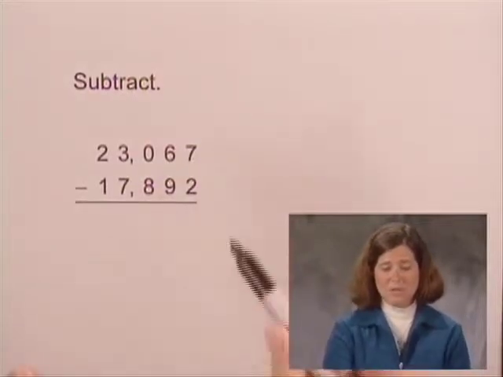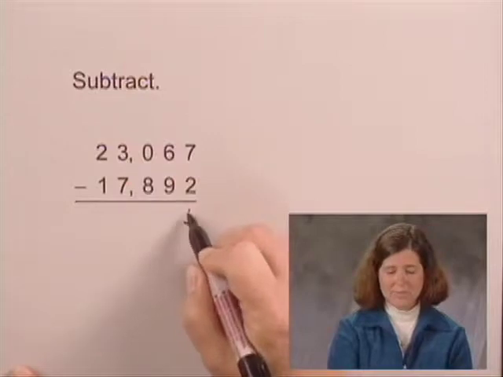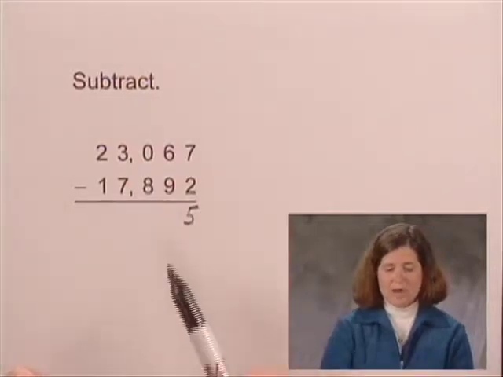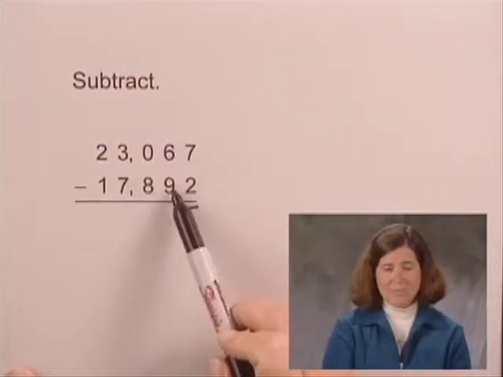Beginning, we subtract the ones. 7 minus 2 is 5 ones. To subtract the tens, we want to subtract 6 minus 9.